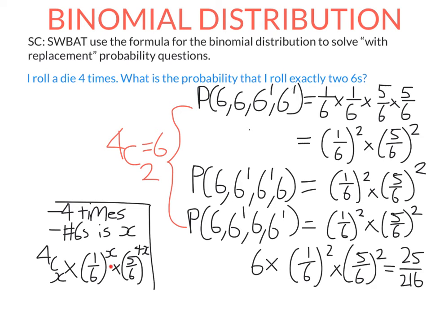So this is how I would figure it out really quickly if I rolled a die 4 times and wanted to know the probability I get, like, 1 six or 3 sixes or whatever. I could just substitute into this formula however many 6s I want for x. So this is how we get the formula for the binomial distribution, which I'll now write on the next slide.